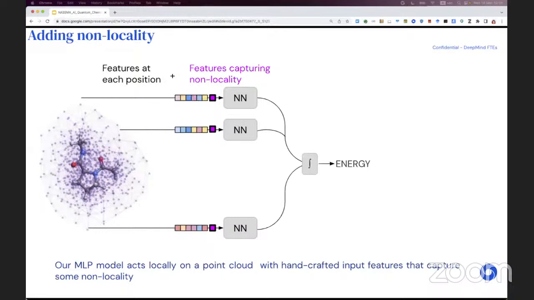And the output is the energy, or is it the density? The output is the energy, so it's a single number. And which energy? The ground state energy. Yeah, the ground state energy.